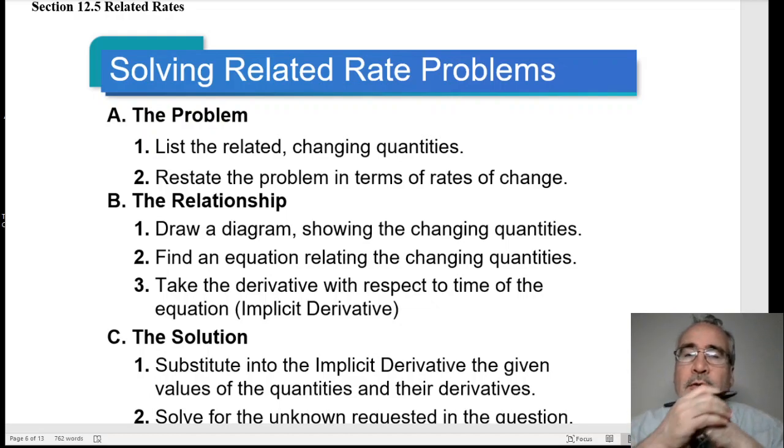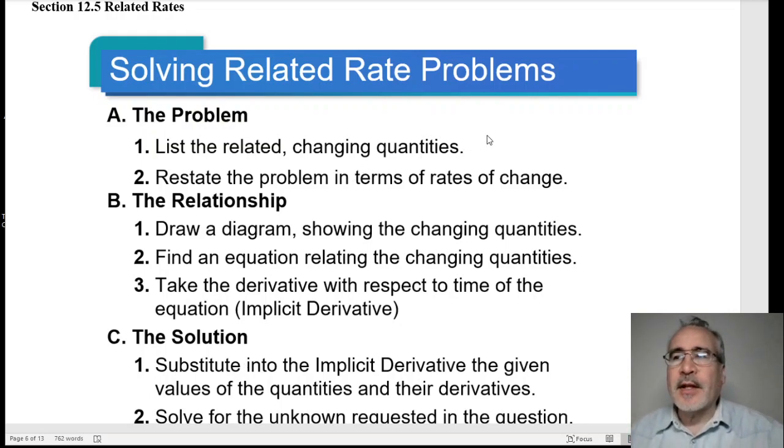Here we are with 12.5 related rates. We're going to take a look at solving these types of problems. There's not too much to talk about except for this one slide here, which gives us step by step how to go through it.